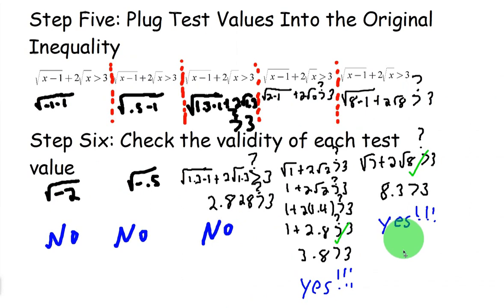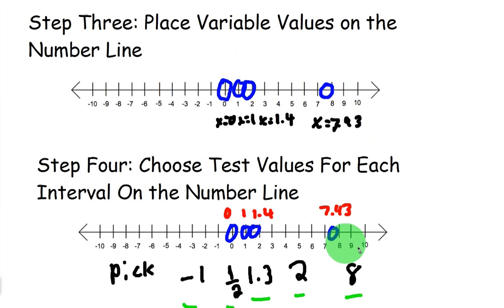And finally, let's plug in 8. So we get the square root of 7 plus 2 times the square root of 8. Do that in your calculator and you get 8.3, which is indeed bigger than 3. So I'm going to shade anything to the right of 7.93 as well. So we're shading this little interval and this interval.